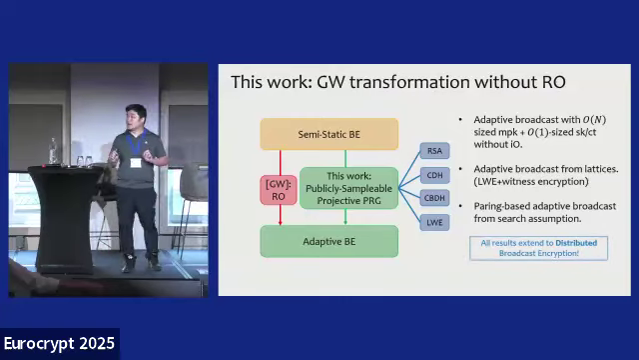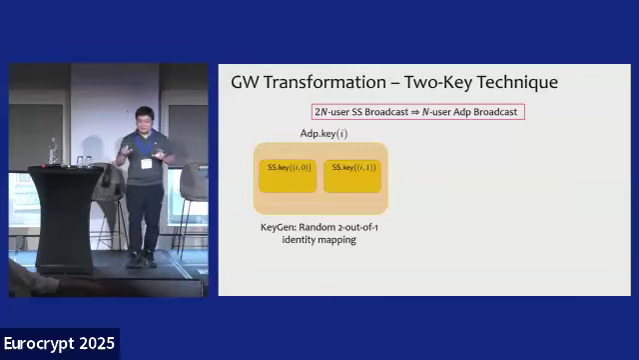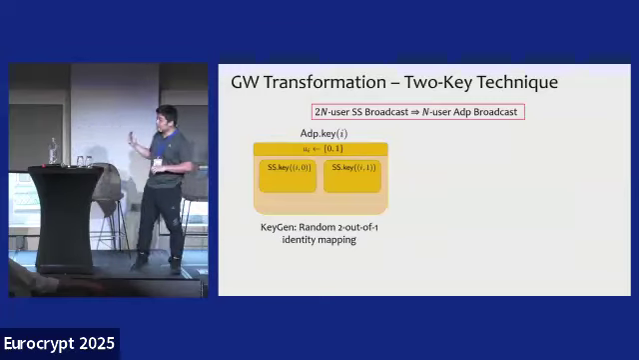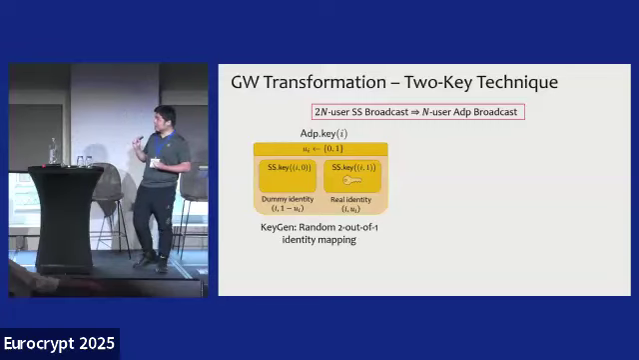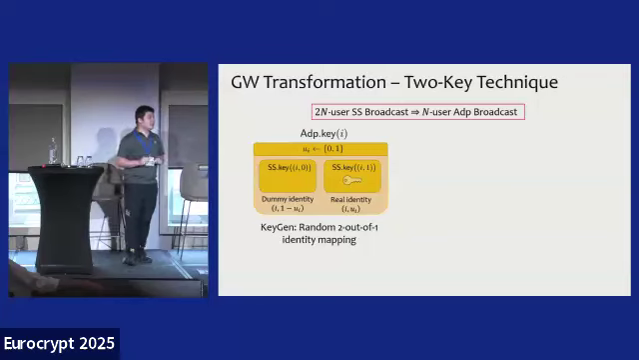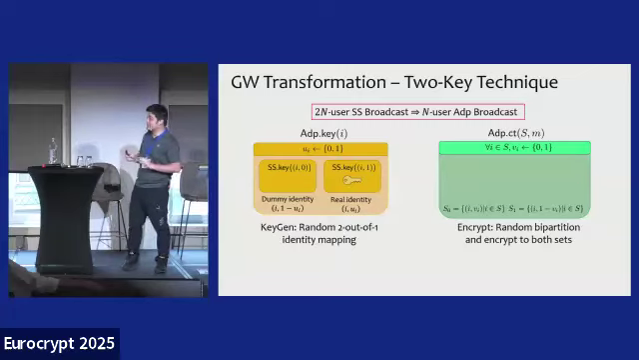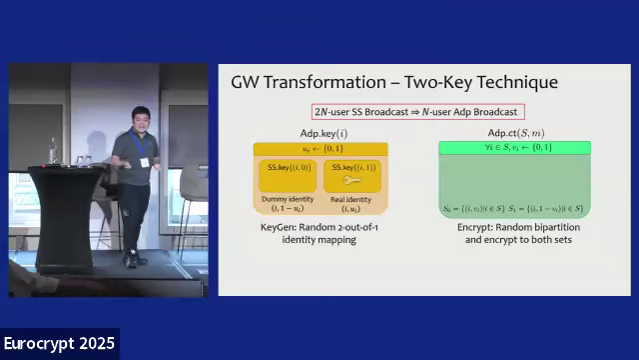OK, so let's now go to the Gentry-Waters transformation. It uses the two-key technique, which basically represents every adaptive identity using two semi-static identities. So for the key of identity i, I have two slots for semi-static identities, I_0 and I_1. The key generation algorithm samples a random bit u_i and then uses the identity I_{u_i} as the key of the adaptive identity, the adaptive key. We note that the bit u_i is part of the secret key, so it's secret information that is only known to user i. So in order to encrypt, the encryptor doesn't know which identity is really being used and which is not. So it's going to encrypt to both of the identities for every index i in the set.